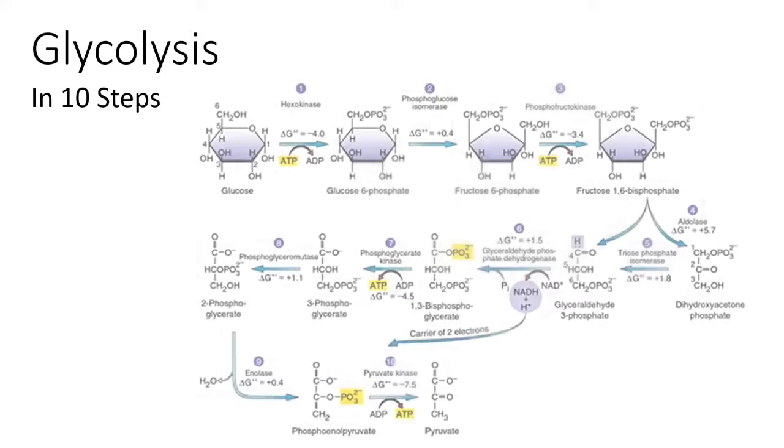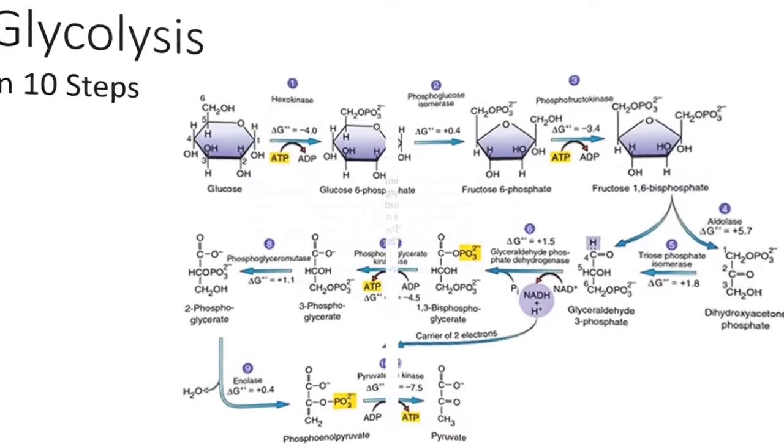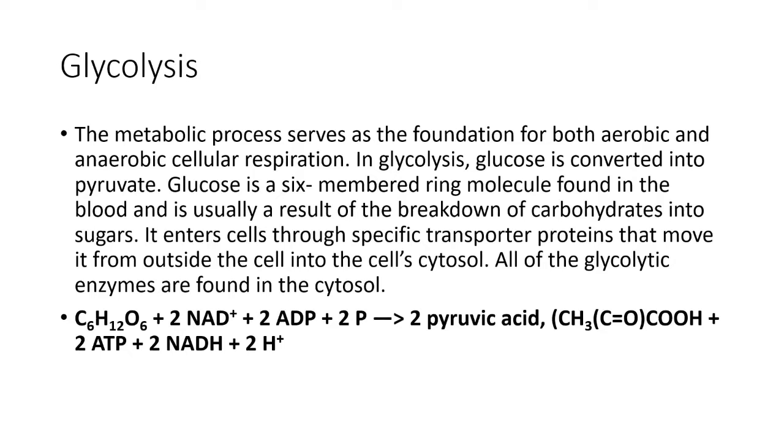Glycolysis in 10 steps. Glycolysis, the metabolic process, serves as the foundation for both aerobic and anaerobic cellular respiration. In glycolysis, glucose is converted into pyruvate.